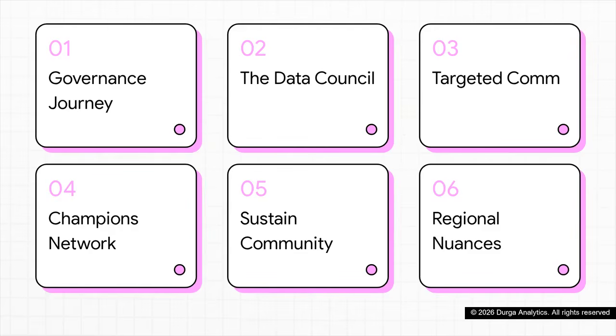We'll cover 1. The governance journey continues. 2. Meet the Data Council. 3. Targeted communication strategies. 4. Building a champions network. 5. Sustaining the community. And finally 6. Regional communication nuances. It's a highly practical, job-ready framework.